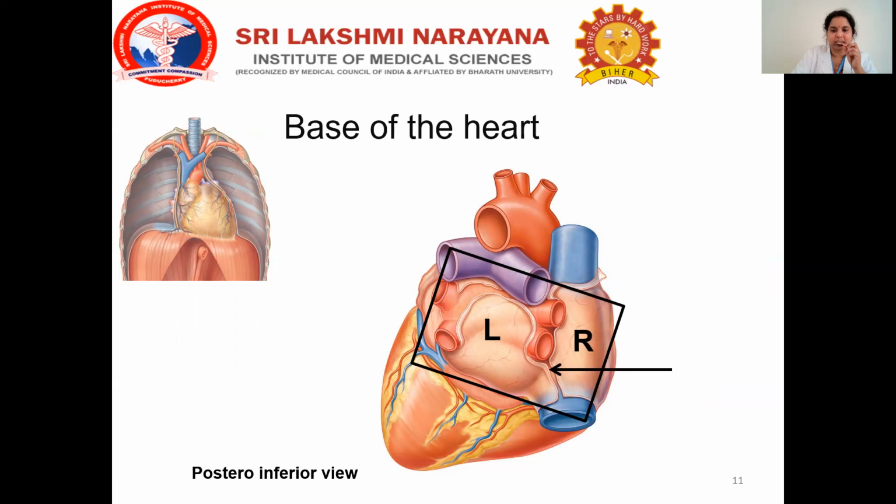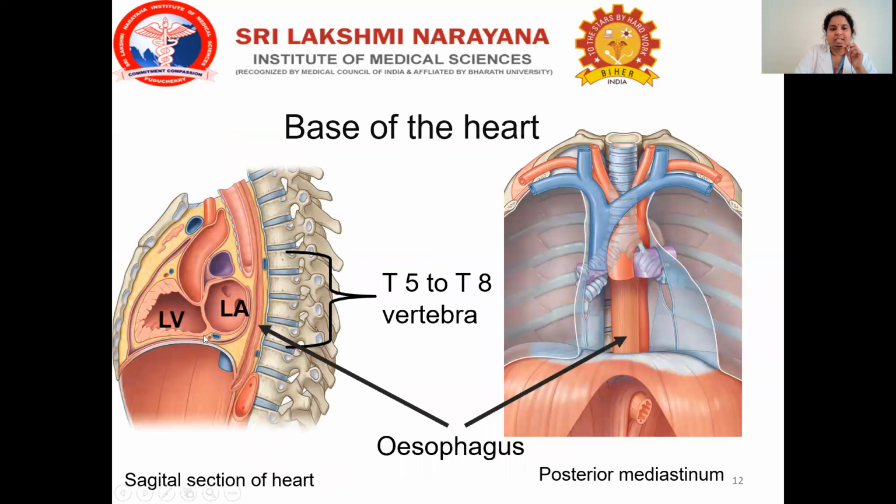This is the interatrial septum groove. This is the coronary sinus groove. The base of the heart lies against thoracic vertebrae 5 to 8 in the standing position. In the supine position, it lies against thoracic vertebrae 5 to 8, whereas in the standing position, it occupies one vertebra lower level, that is from T6 to T9.